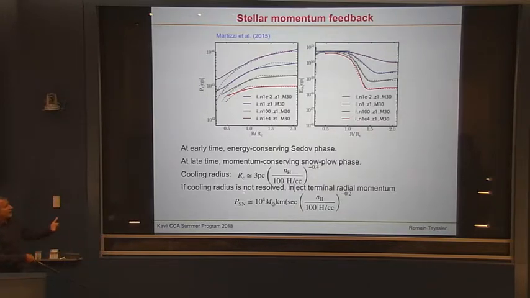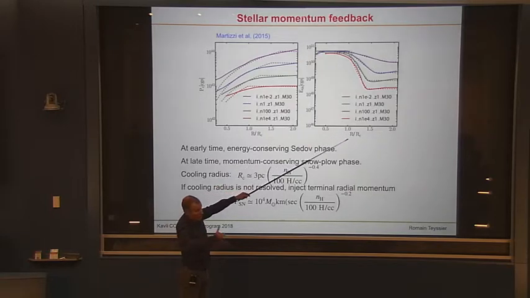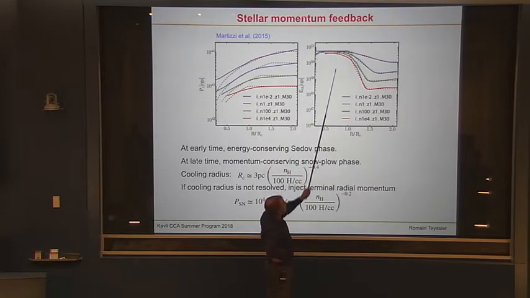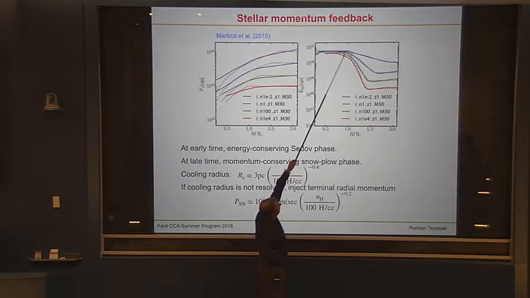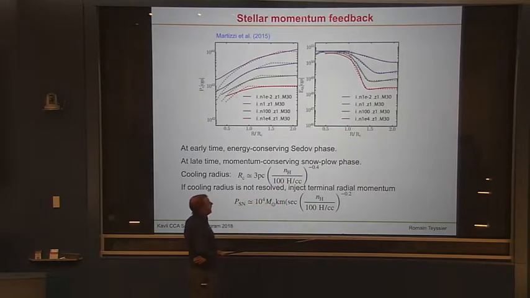The key point here is that there are two phases in the supernovae blast wave evolution. There is an early phase where the energy is conserved, so that's the thermal energy as a function of the radius of the expanding blast wave. And you see that the thermal energy initially is conserved, and then when cooling kicks in, the thermal energy is lost by radiation, right? And you transit to a momentum conserving phase.